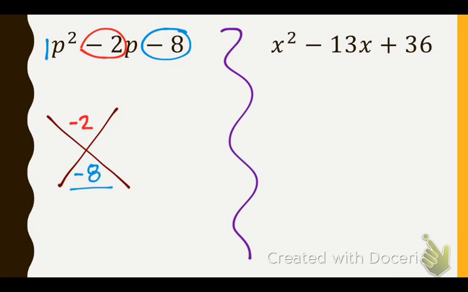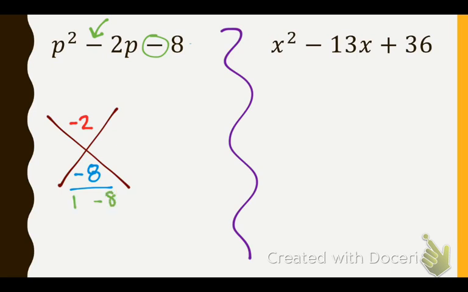So because our second sign is negative, that means they're going to be different. One is going to be positive and one is going to be negative. To figure out which one is which, we look at the first sign. The first sign is negative, which means the bigger sign needs to be negative.